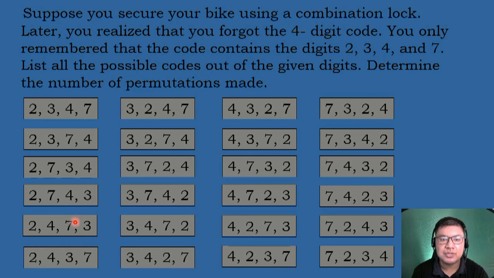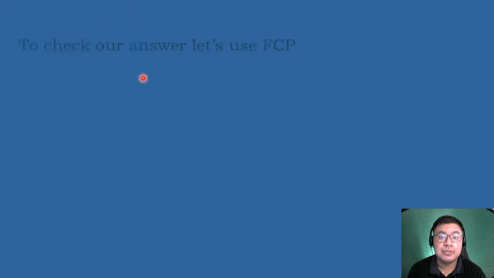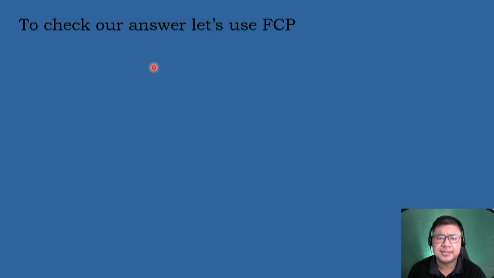All we need to do is to count the number of possible codes that we have listed. So all in all, there are 24 possible codes that we can use to open the combination lock of our bike. Let's check our answer using the fundamental counting principle.